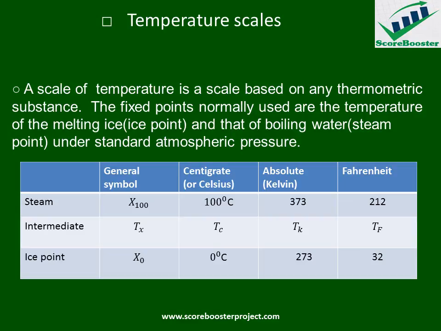Lastly, the ice point, which is the temperature of melting ice, under the general symbol will be represented as X0. Under temperature in Celsius, it will be represented as 0 degrees Celsius, while the ice point of absolute temperature, or temperature in Kelvin, will be 273 Kelvin, while the ice point of Fahrenheit is 32 degrees Fahrenheit.